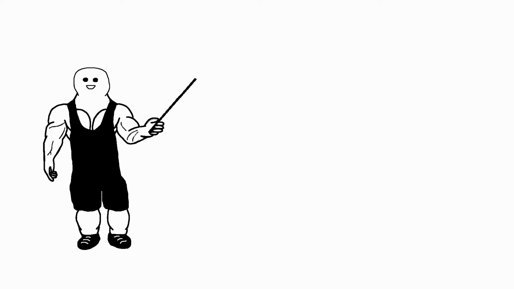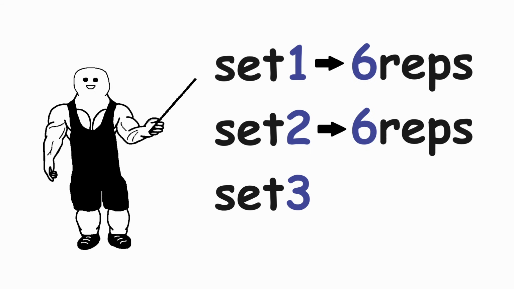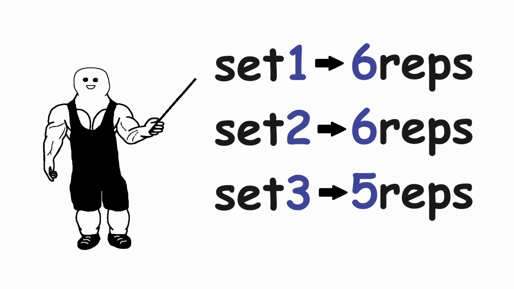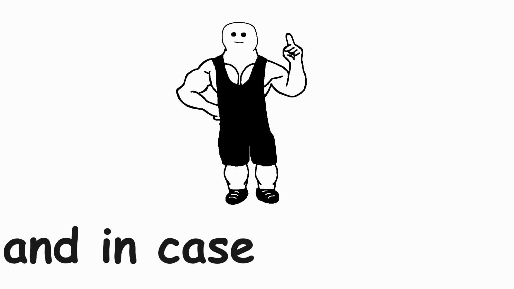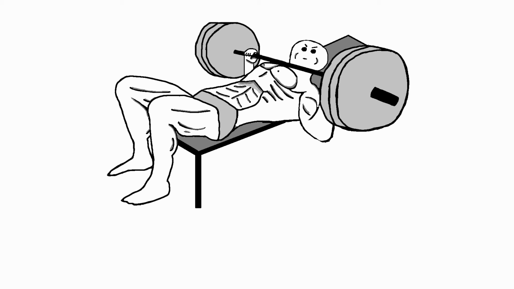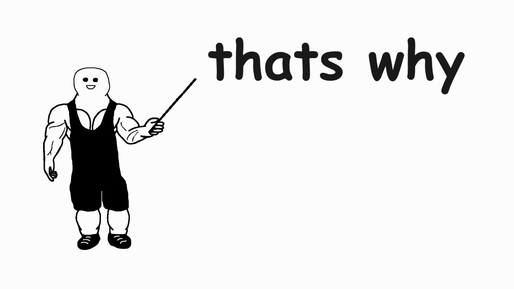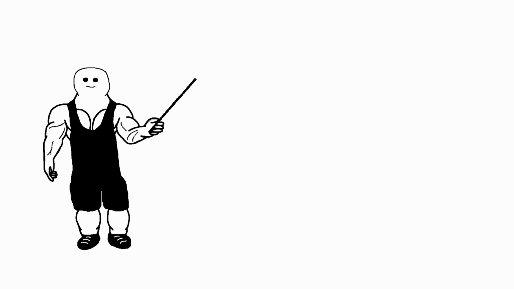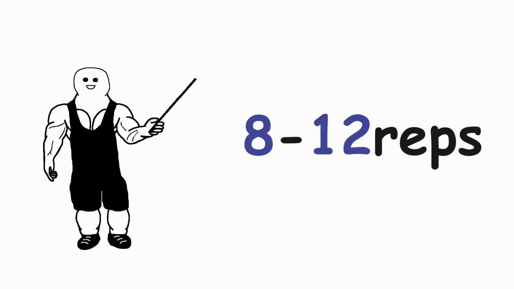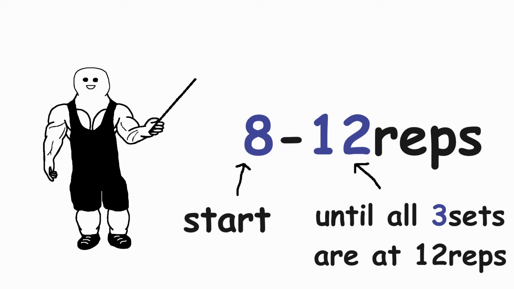So let's say you managed to get 6 reps in the first and second set, and in the last set you only got 5. But there is still progressive overload. And you continue like this until you hit 8 reps on all of your 3 sets. And in case you forgot, we were doing bench press in the 5 to 8 rep range. That's why we stopped at 8 reps. If the rep range was for example 8 to 12 reps, you would start at 8 reps and continue until you get all of your sets for that exercise to 12 reps.